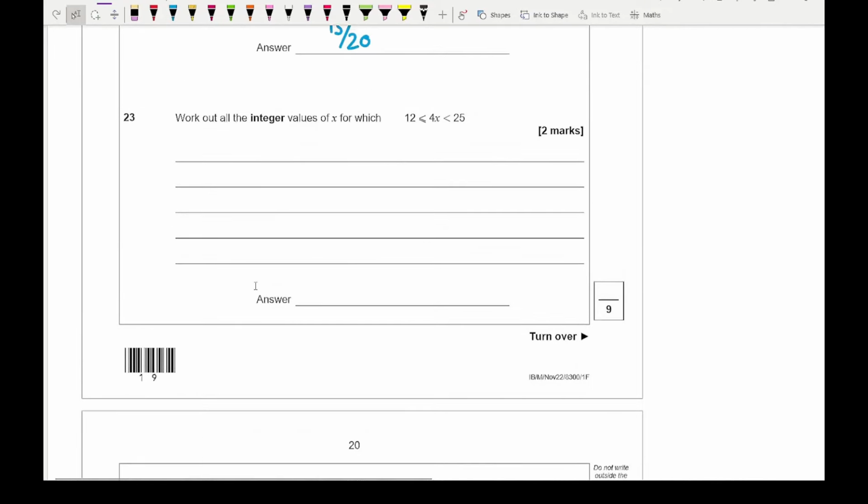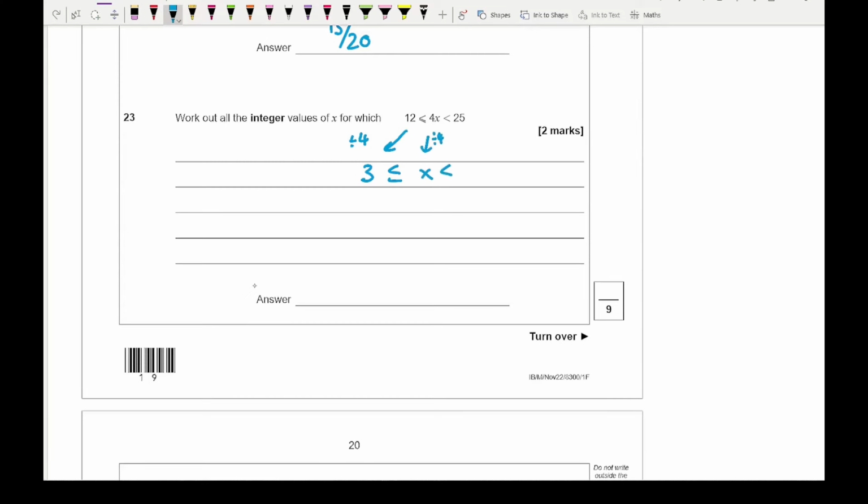Moving on to question 23, it says work out all the integer values of x for which 12 is less than or equal to 4x and 4x is less than 25. Now with these types of questions, what you want to do is get x by itself. And as you can see, we've got 4x. So to get rid of the 4, we need to divide everything by 4. So we divide 12 by 4, which gives me 3, and 4x divided by 4 leaves me with x.